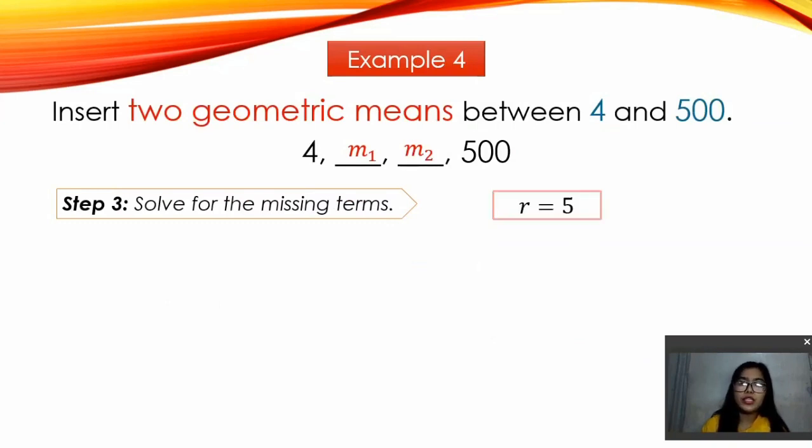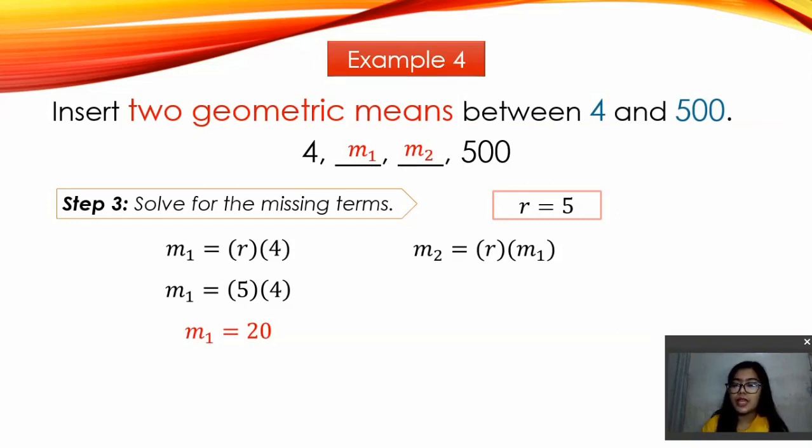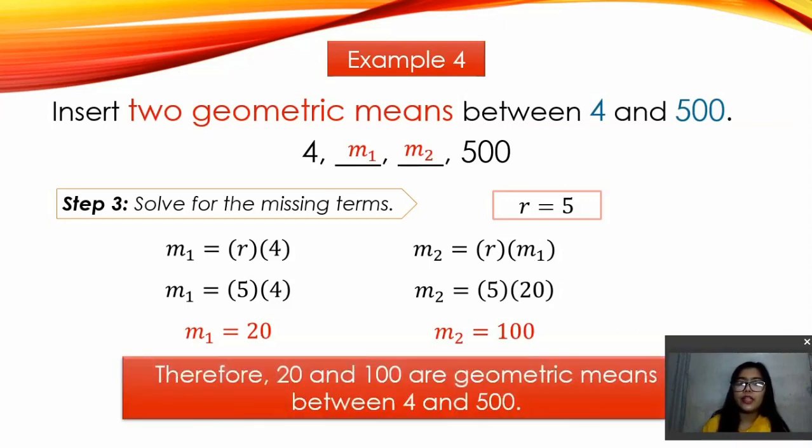So, m sub 1 is the product of 4 and the ratio. So, that is 5 times 4 equals 20. And then, m sub 2 is r times m sub 1, the ratio 5, and then m sub 1, 20. So, the product is 100. Now, we have 20 and 100 as geometric means between 4 and 500. Did you get the same answers?